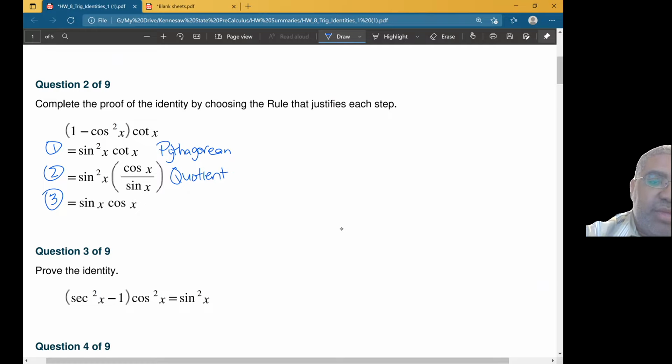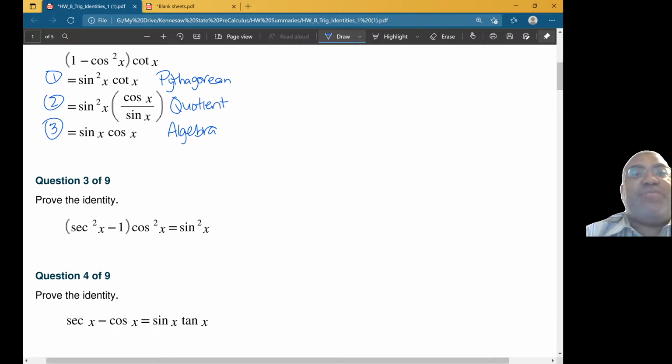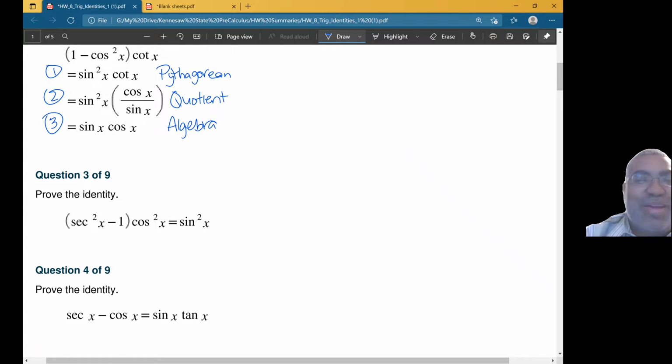And to go from step 2 to step 3, in sine squared of x there are 2 sine x's in the numerator and one in the denominator. I cancel, or I reduce, and I'm left with sine x times cosine x, and that is just algebra. So this problem is done. Pretty straightforward, not that exciting, not as much as number 3, which I am looking forward to.